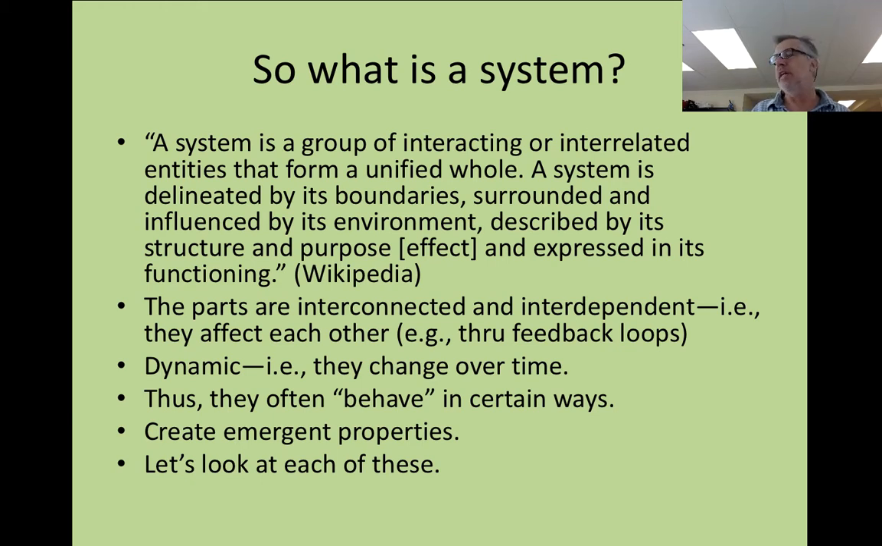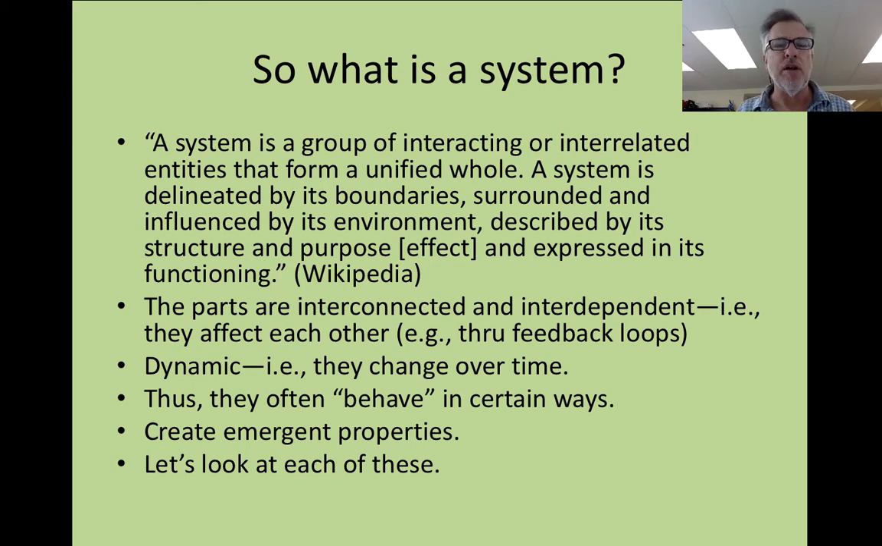A system is delineated by its boundaries, surrounded and influenced by its environment, described by its structure and purpose, or in the case of natural systems, we would say its effect, since we don't believe that there's anybody who designed these systems for a purpose, but they have effects. They cause things to happen, and is expressed in its functioning. Now, that's a whole lot to think about, and I think you should be thinking about that a lot over the coming weeks. And we're going to take that apart.